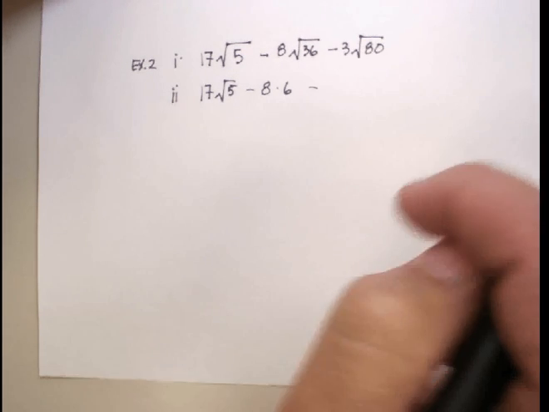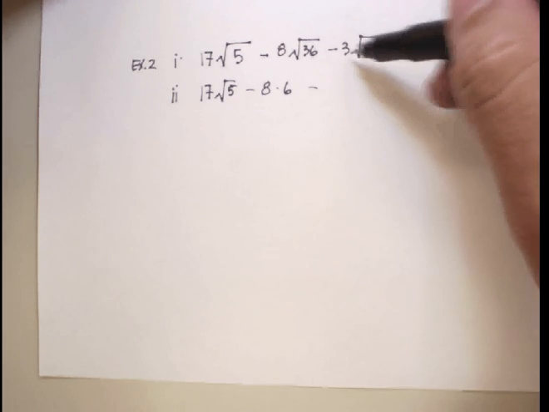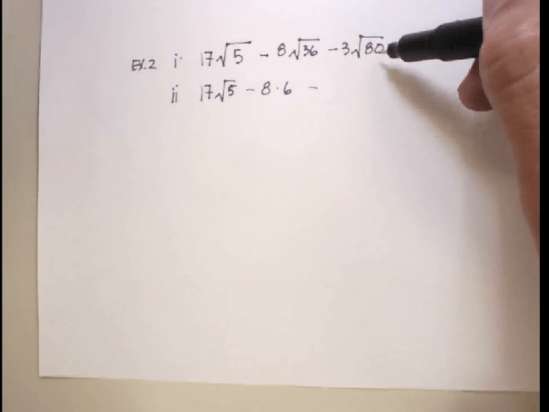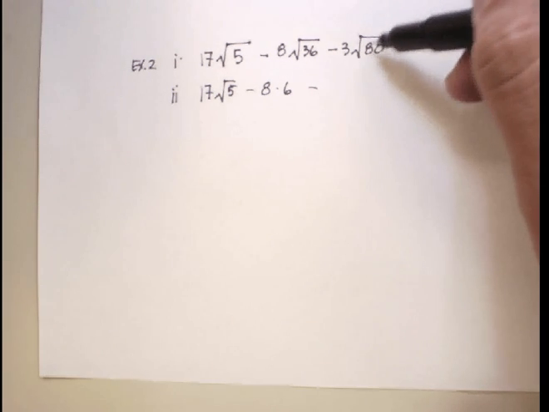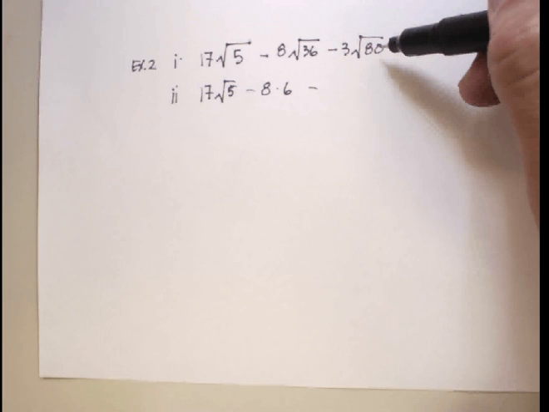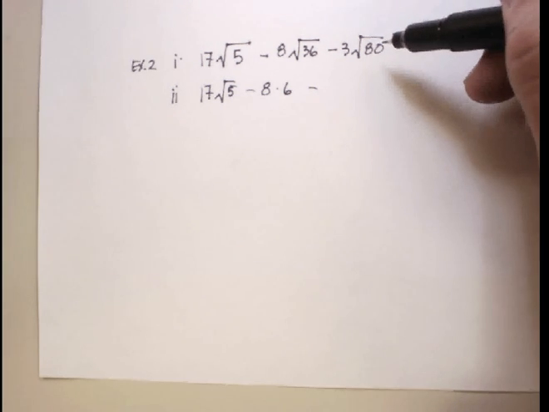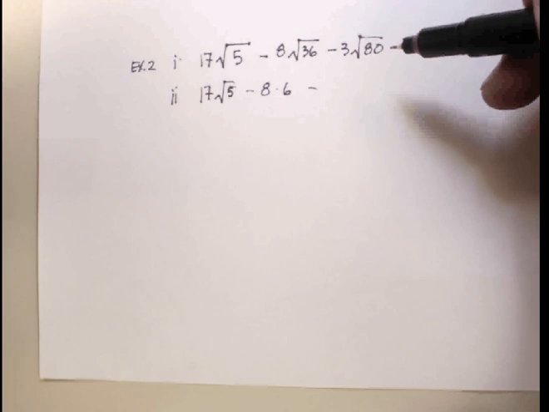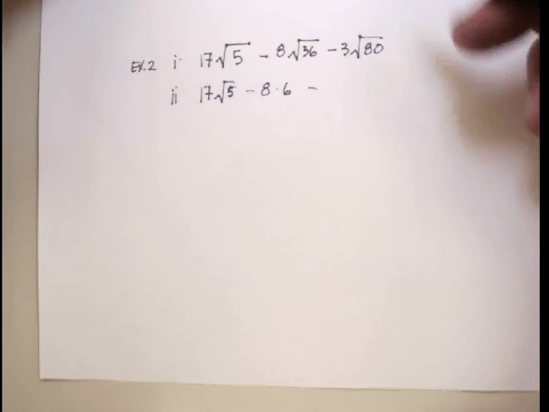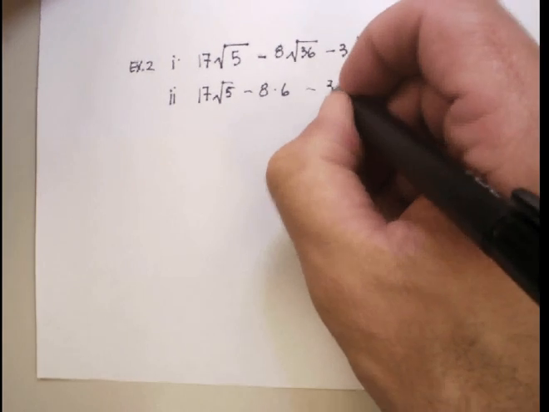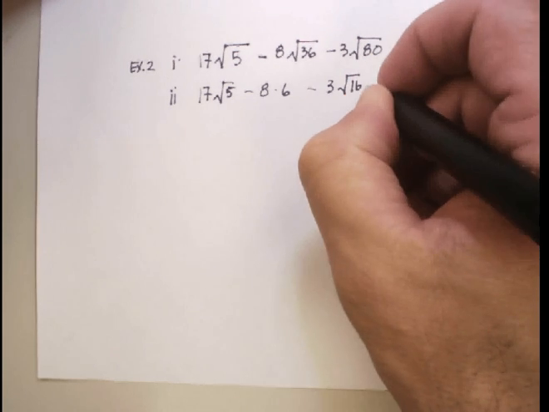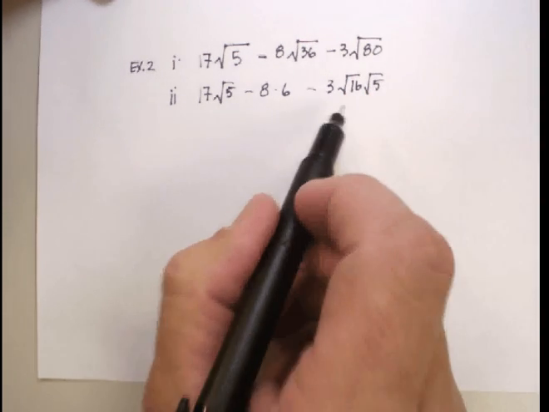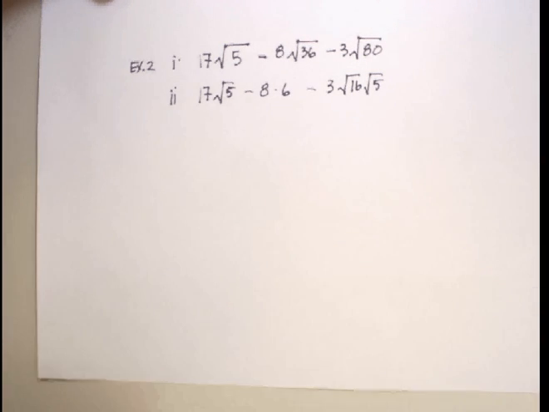Let's go to the next part: minus 3 times the square root of 80. Again, think to yourself, are there any perfect squares in 80? There's a 4. 4 times what? 4 times 20, and 20 breaks down further. So it's 3 times the square root of 16 times 5, and that's the biggest perfect square you can find in 80.